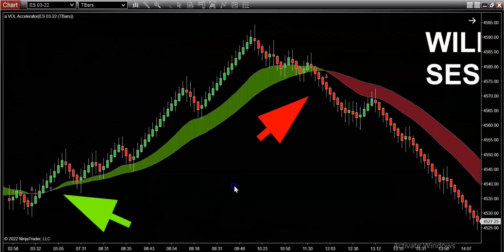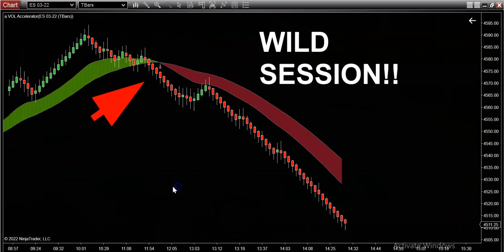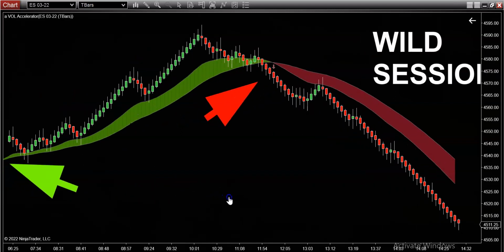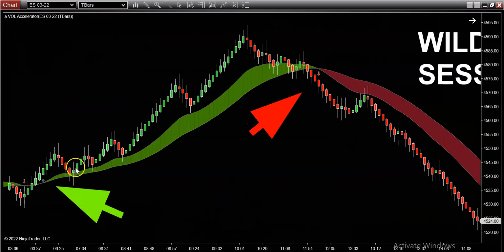This is the S&P again from today, and this is why I call it a wild session. I haven't seen anything like that on the S&P 500 in a long time. Look at this. Where it turns green, the volume trend trading indicator turns green, you get some really nice opportunities, either trading momentum or trading the pullback.